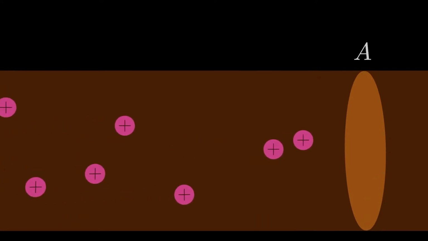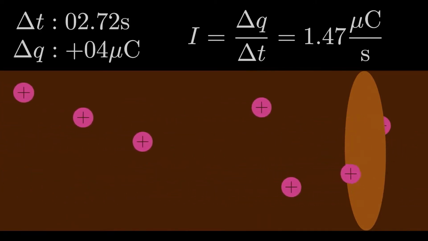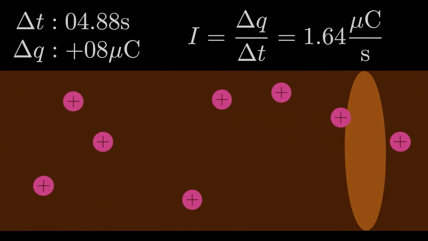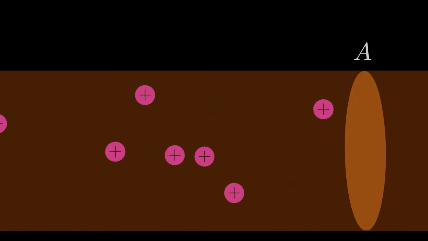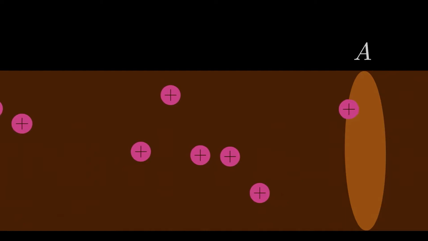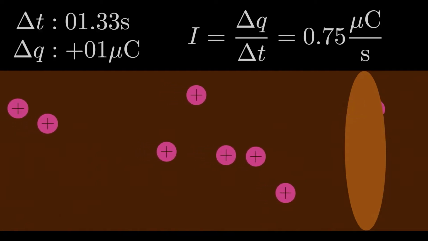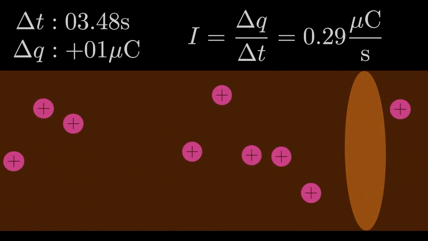In order for the current to be higher, you need the charge to be moving faster, in which case more charge passes the cross-section over the same time interval. For the current to be lower, we need the charge to be moving slower, in which case less charge passes the cross-section over the same time interval.